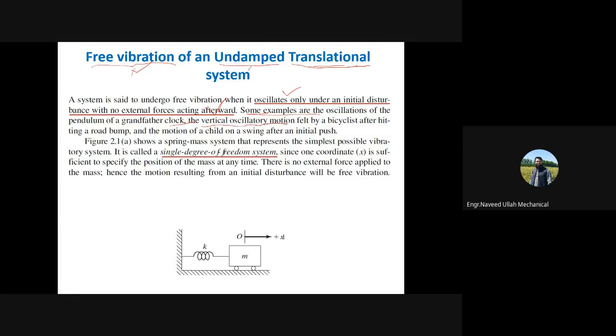ठीक है. And then we have vertical oscillatory motion felt by a cyclist, क्योंकि उसमें एब्जॉर्बर नहीं होता, सिर्फ स्प्रिंग होता है. ठीक है, तो वो जो ऑसिलेटरी मोशन है वो फील करता है साइक्लिस्ट. तो वो ऑन रोड बम्प के ऊपर अगर जाता है या स्पीड ब्रेकर के ऊपर जाता है, तो वो भी आपके पास क्या है? That is also free vibration. After some time it vanishes due to damping.